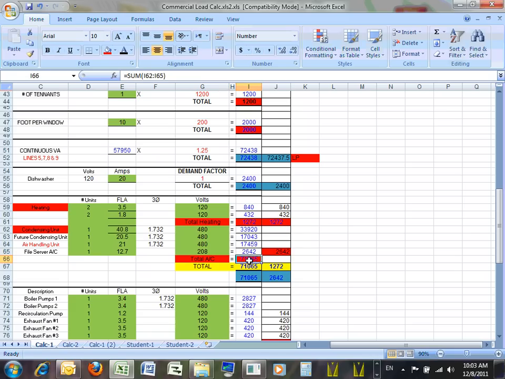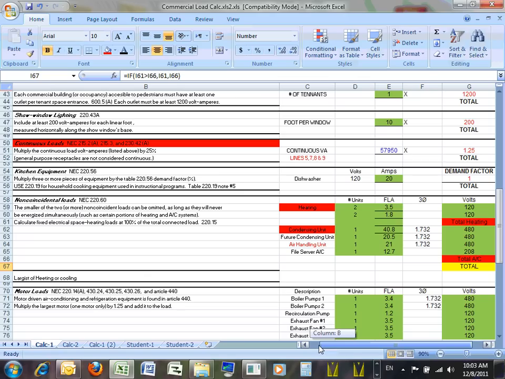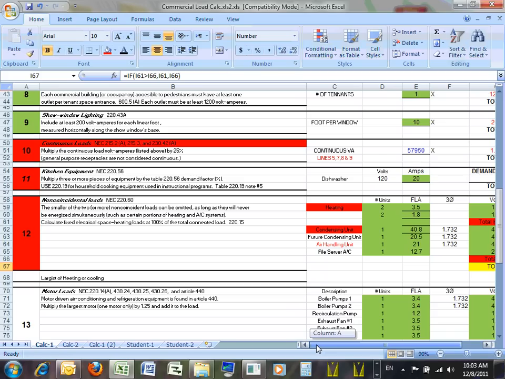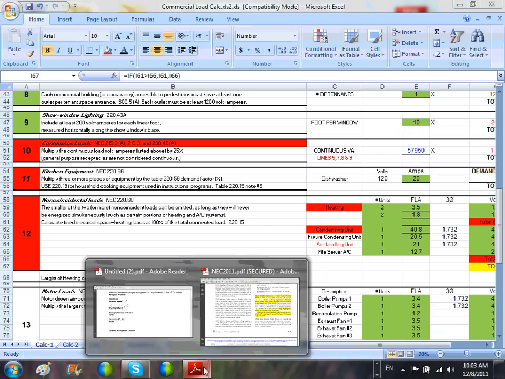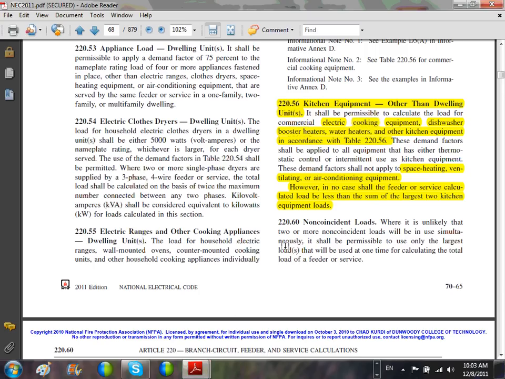Okay, so we got the 71K. That's the largest of cool and heat. So where would we go to find the cool and heat, guys? The cool and heat simultaneous is 220.60. I'm just going to highlight it and come back right away. 220.60 right here. It will tell you about a non-coincident load. If two loads are highly unlikely to run simultaneously, what do you do with them? You choose the largest. You choose the largest.